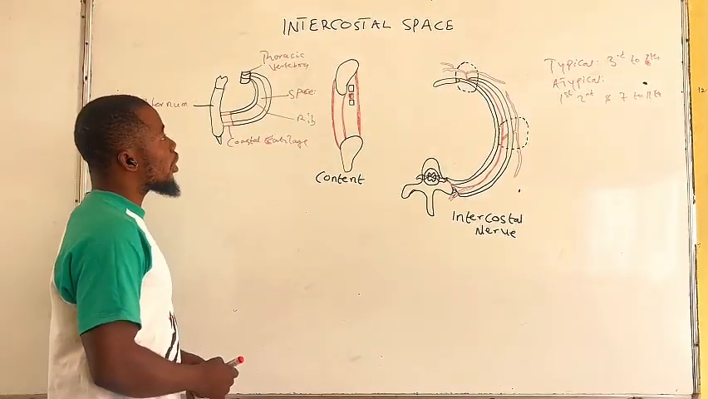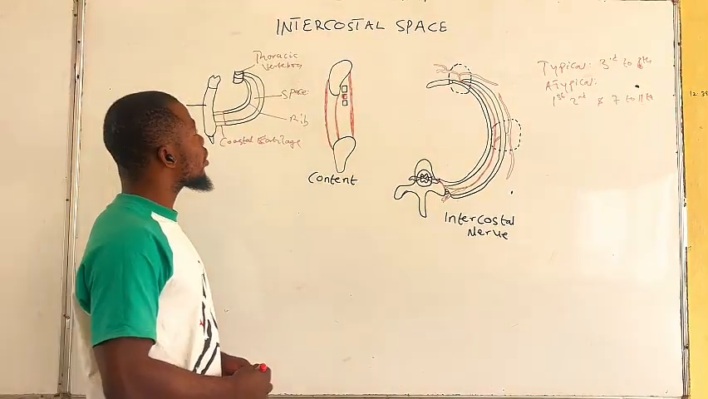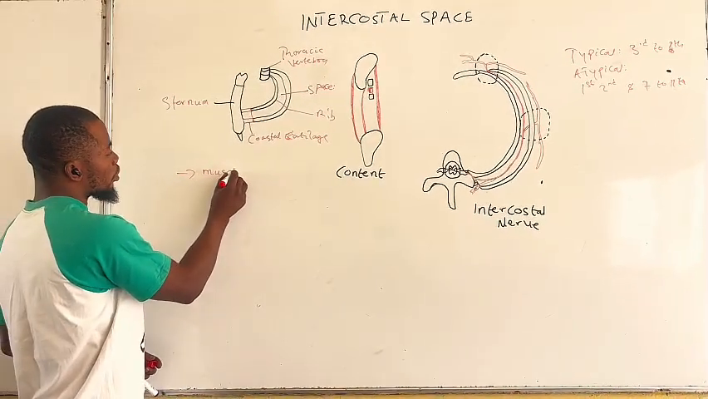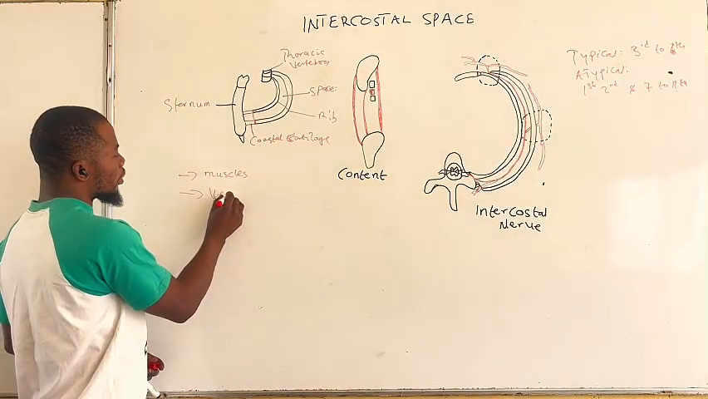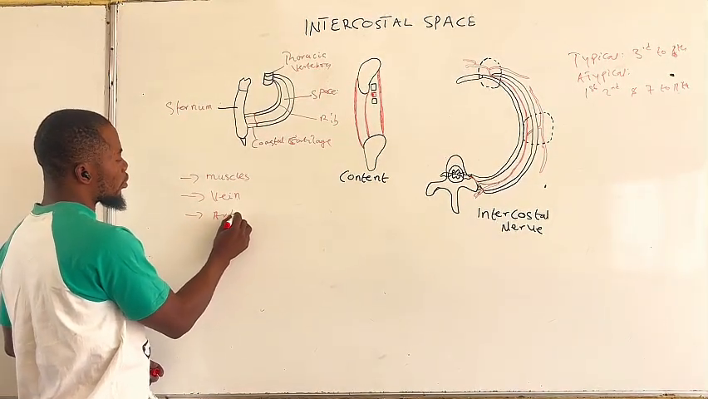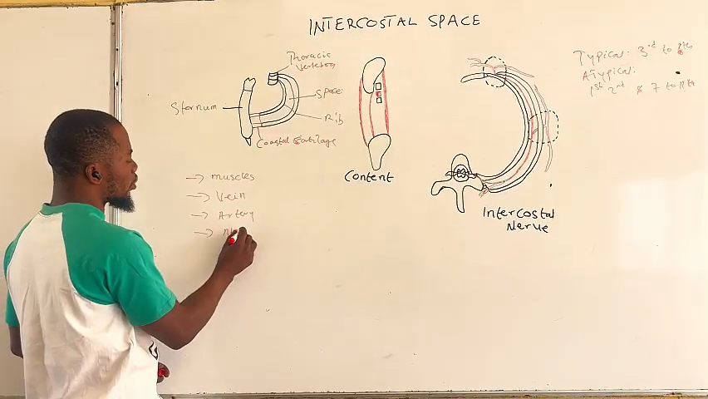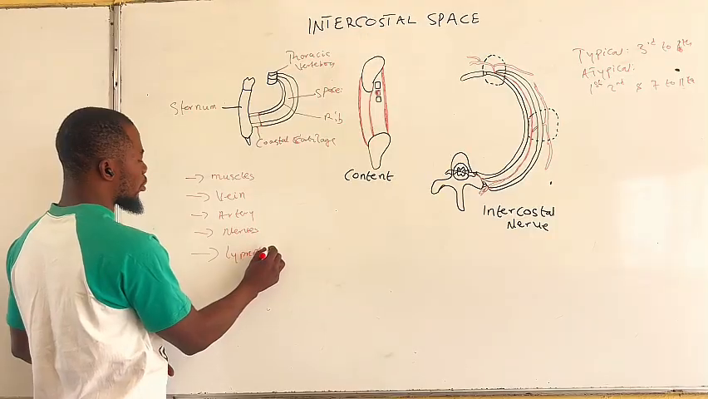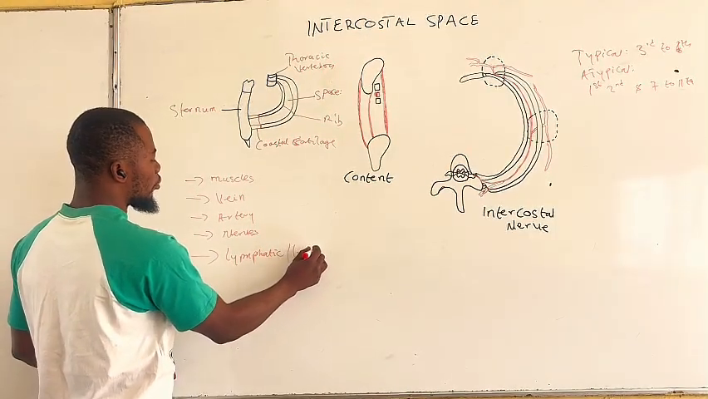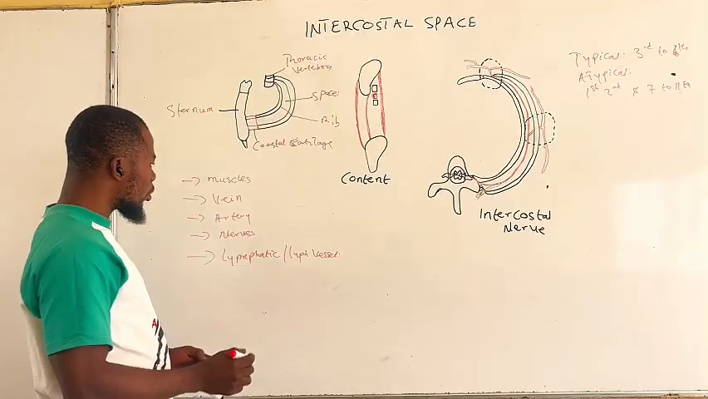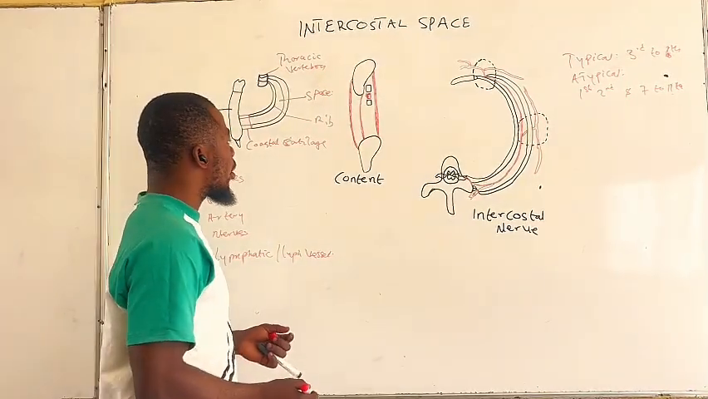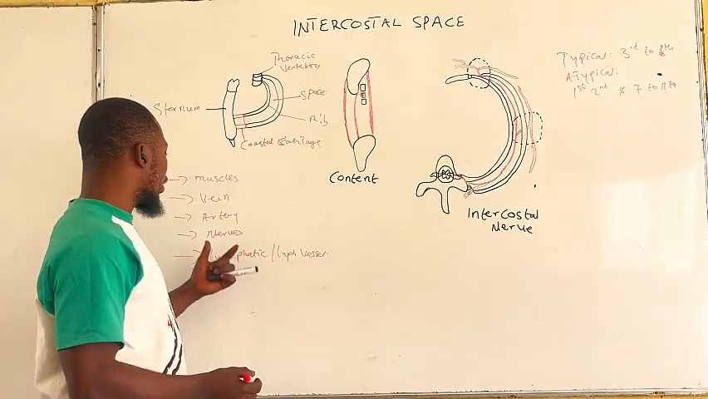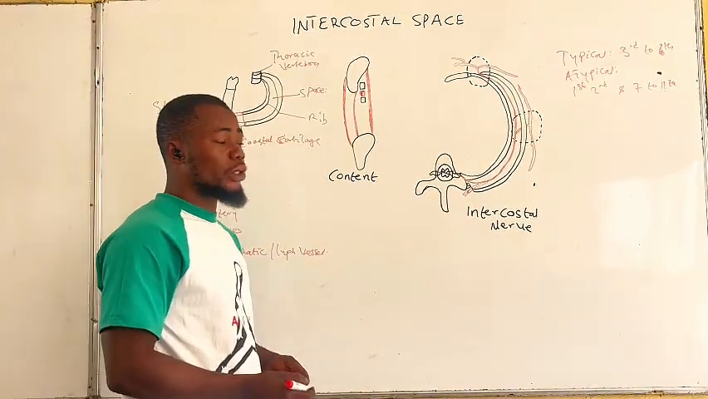Now, the contents of the intercostal space. The intercostal space contains the following: muscles, veins, arteries, nerves, and lymphatics or lymph vessels. These are the contents of the intercostal space. There are intercostal muscles, intercostal veins, intercostal arteries, intercostal nerves, and the lymph vessels.